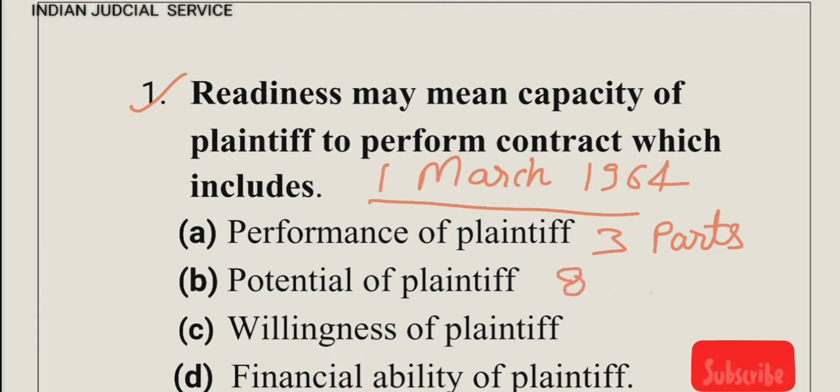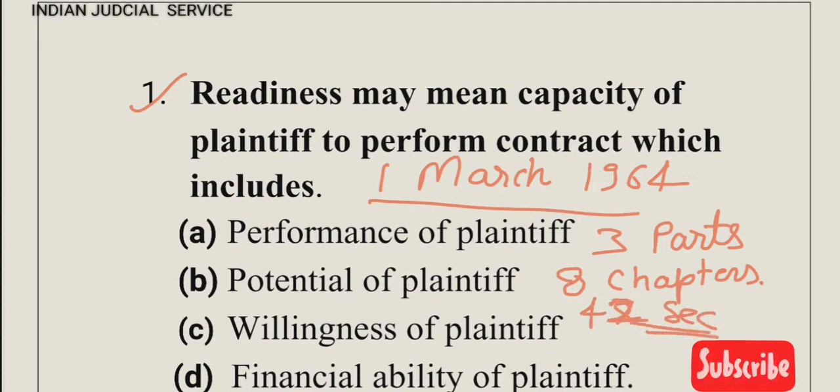So this is another important point. These parts are divided into 8 chapters, and these 8 chapters contain 42 sections. There were 44 sections, but the Amendment Act 1974 repealed two sections, section 43 and 44. So at present there are only 42 sections.